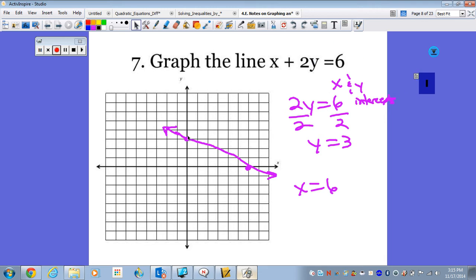Now, if I chose instead to do slope-intercept form, let's do this in a different color so you can see, because you'll see it's exactly the same line. I'm going to subtract x from both sides, so I have 2y equals negative x plus 6. I'm going to divide all the way through by 2. So y is negative 1/2 x plus 3. So here I'm going to go up to 3. Notice it's the same one. And then I'm going to go down 1 and to the right 2.